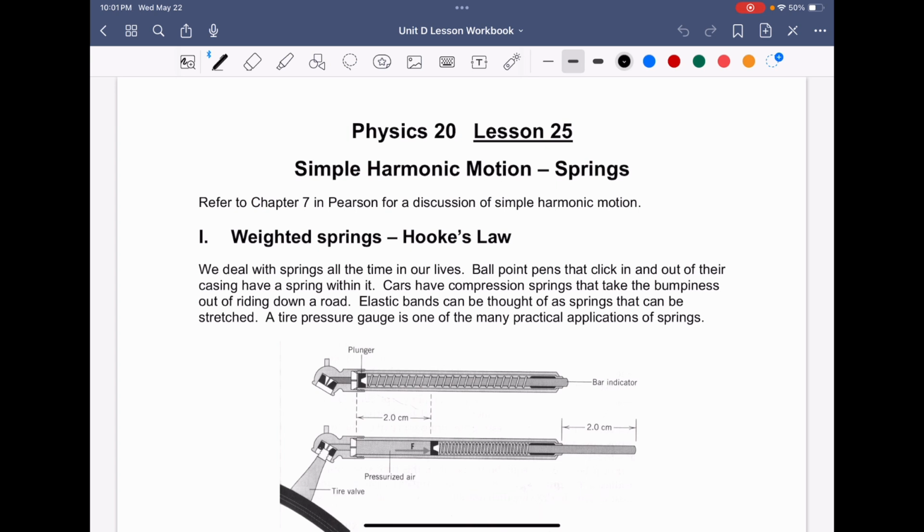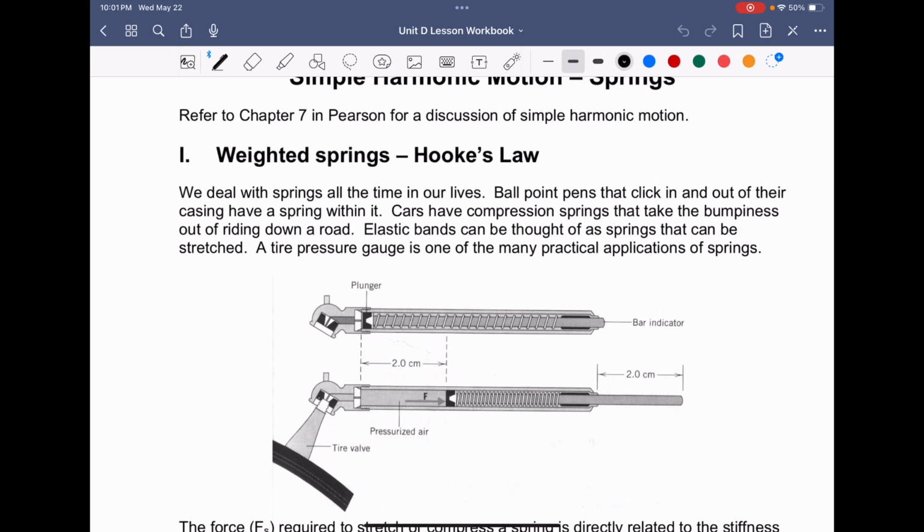Now, when we look at the springs component of simple harmonic motion, we're going to be looking at weighted springs. And weighted springs bring up Hooke's law, which is on your formula sheet. And it's this idea in which we can relate the spring constant and the displacement to describe a resultant force or a spring force, or what we call from pendulums, a restoring force.